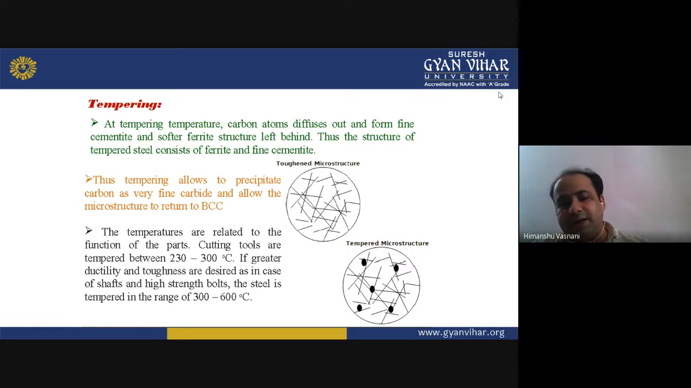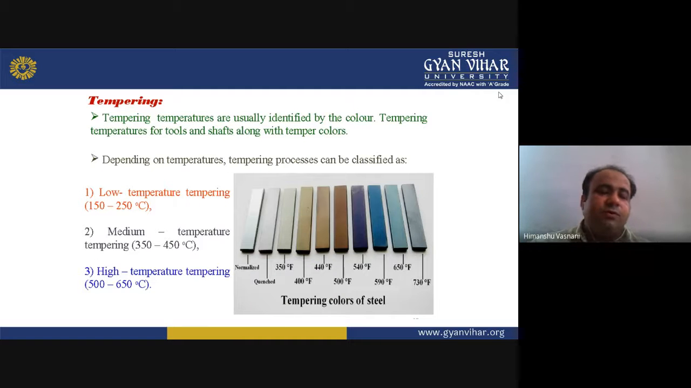The temperatures are related to the function of the parts. Cutting tools are tempered between 230 and 300 degrees centigrade. If greater ductility and toughness are desired, as in the case of shafts and high strength bolts, the steel is tempered to a range of 300 to 600 degrees centigrade. So these are some applications of tempering.